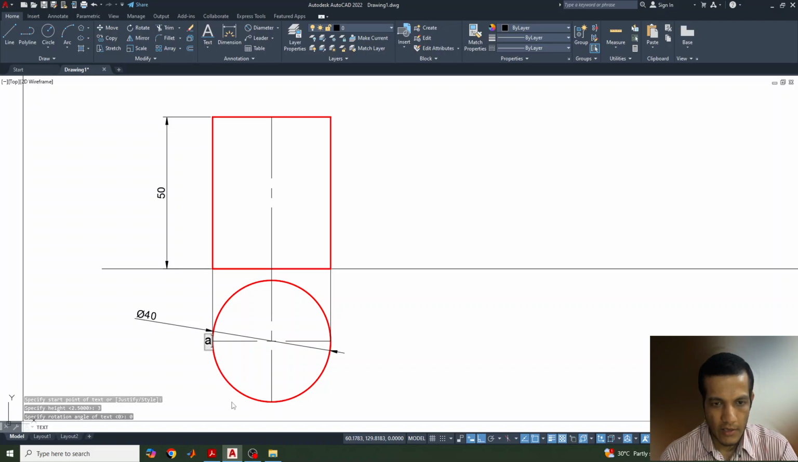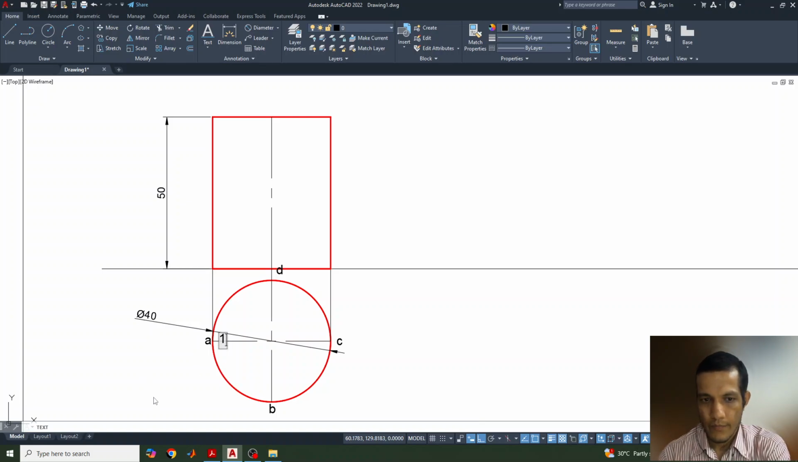Here it is point A, and this is B, and this is C, and this is D point. Similarly, here it will be 1, and this is 2, and this is 3, and this is 4, and this is our O point, the center point O.